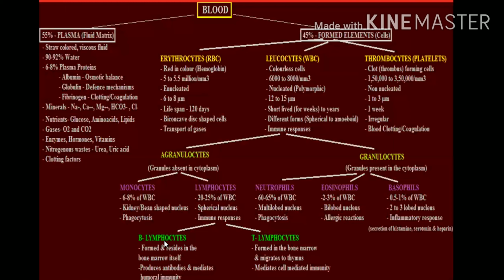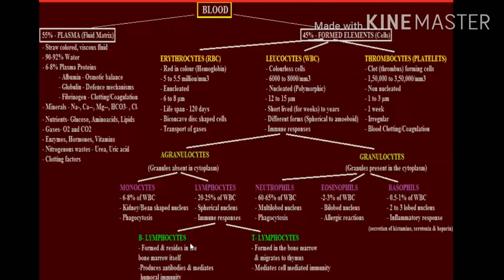Lymphocytes are further divided into B lymphocytes and T lymphocytes. The term B represents bone marrow and T represents thymus. Both are formed in the bone marrow, whereas B lymphocytes reside there itself, so they are called B lymphocytes. T lymphocytes are formed in the bone marrow, but they migrate to the thymus. That is why they are T lymphocytes.